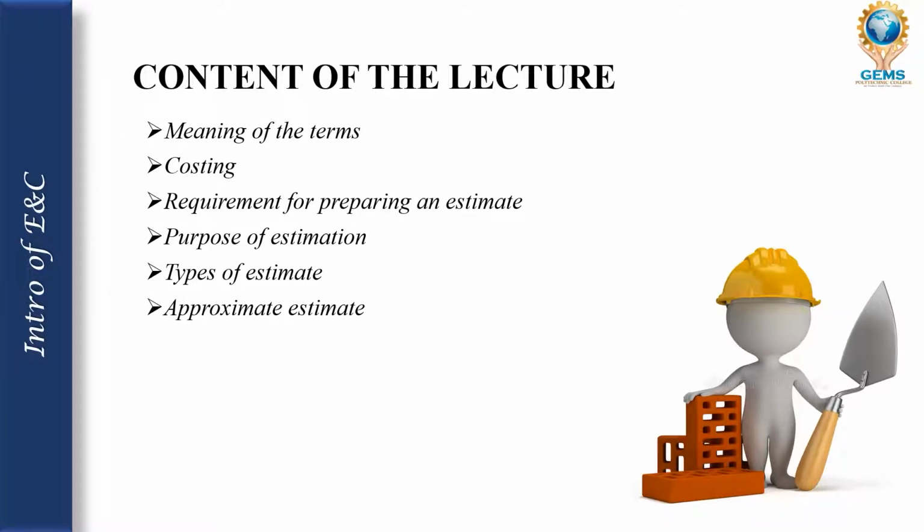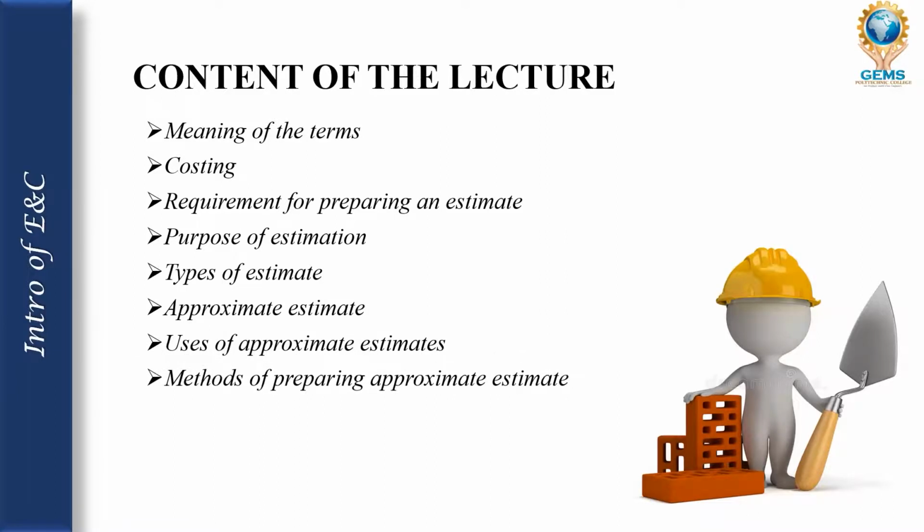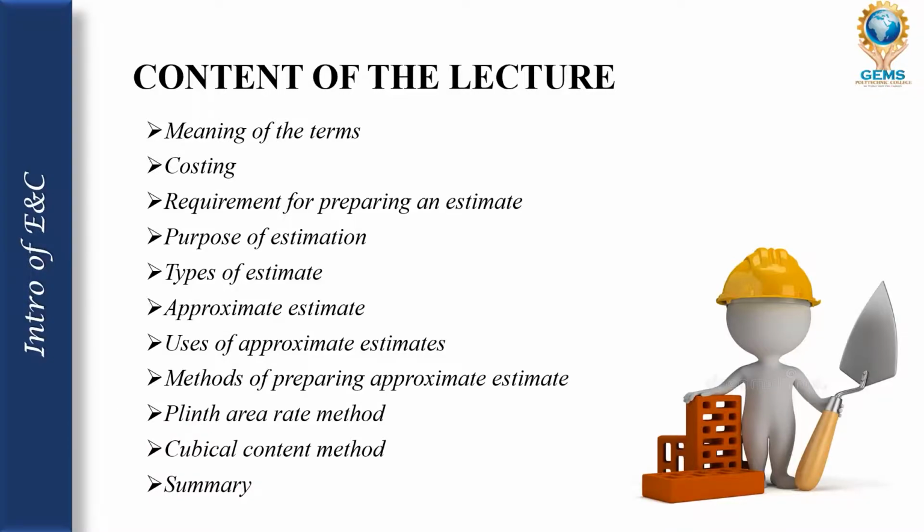Then we have two types, right? Approximate estimate and detailed estimate. So what is an approximate estimate and its brief explanation? Then the uses of approximate estimate. Then what are the methods of preparing an approximate estimate? We are going to see only two methods in this lecture. First is the plinth area rate method, then the cubical content method. Then the sum.